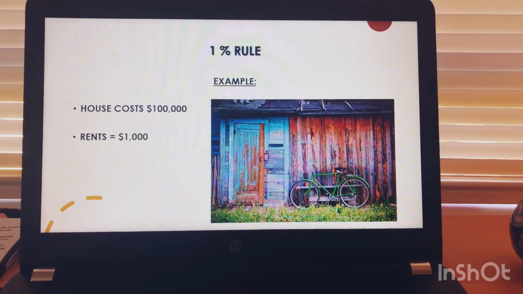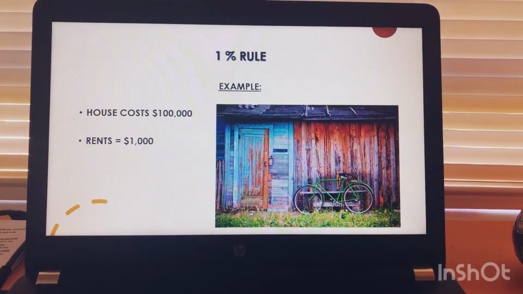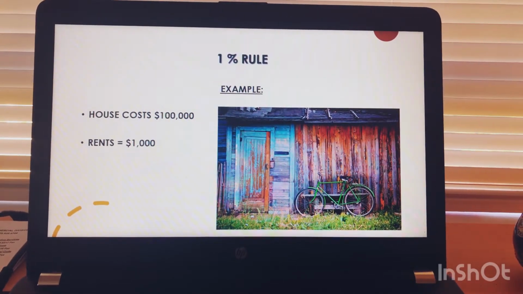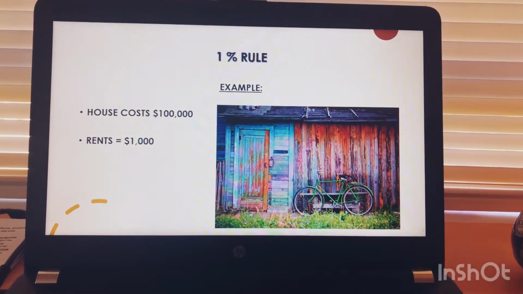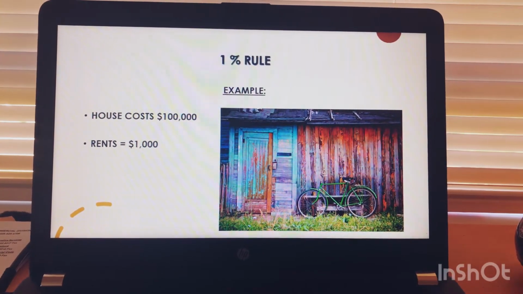So you have to factor that in too. So maybe you have to put $5,000 into it for renovations. And then let's say you have another $3,000 in closing costs. So right there, that's $108,000. And so if your rents are only $1,000, it doesn't quite meet that 1% rule.